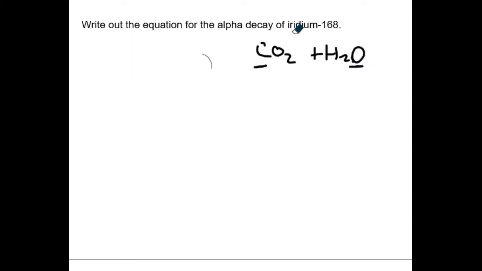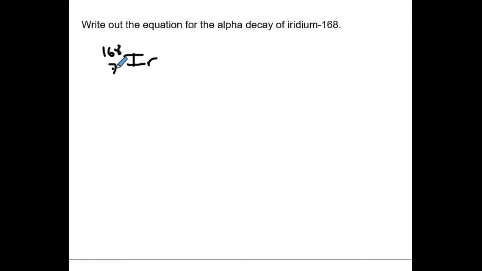Well, what's going to happen here is we're going to transmutate this, and iridium is going to change what it is. Okay? Iridium-168, the first thing we need to know is, well, what is iridium's bottom number? And if you check out a periodic table, it's number 77, which means this thing has 77 protons. And if I take 168 and minus 77, it means that this particular isotope has 91 neutrons. Okay. That's for this particular isotope.